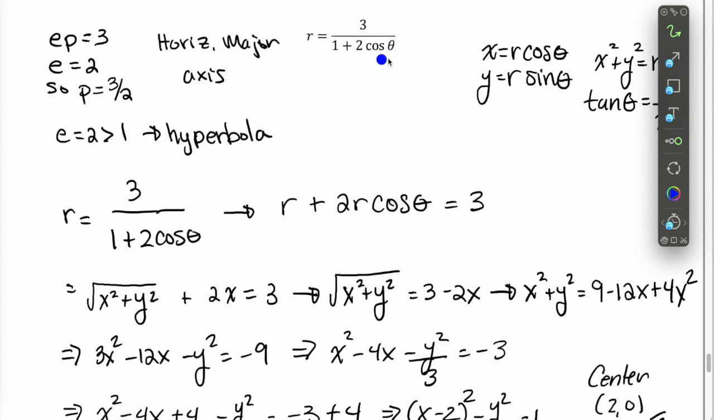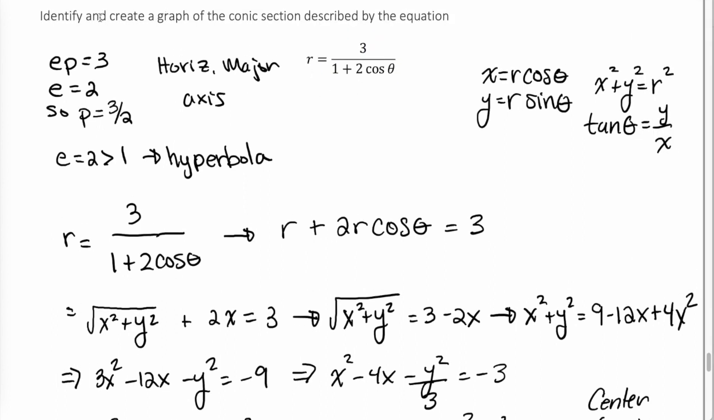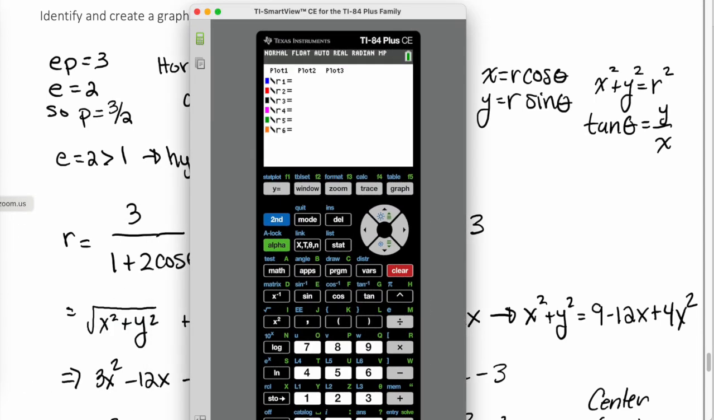So the question wants us to identify it, and then create the graph. Now, rather than doing this by hand, I know you guys can all plot by hand, but I think it's a good idea to practice doing this on the calculator.